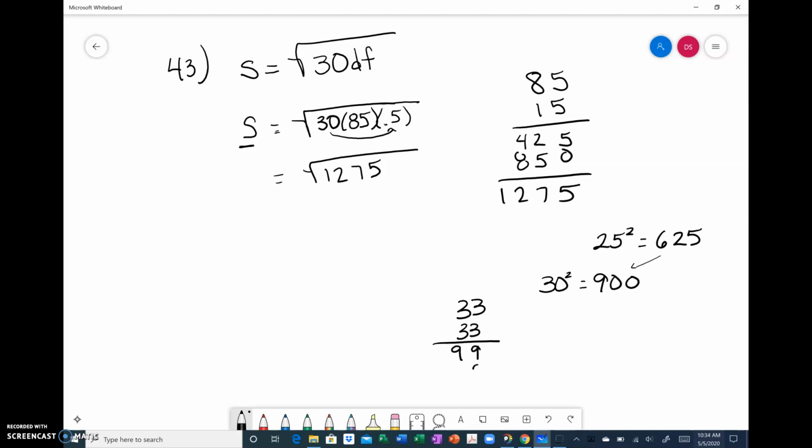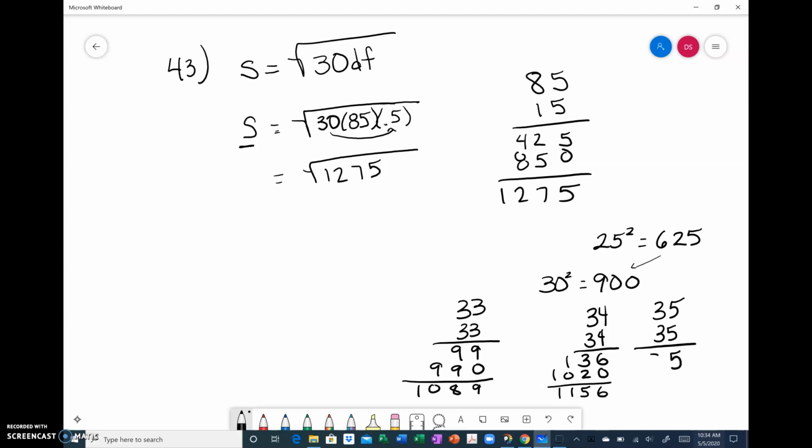So we have 99099, and that gives us 1089, so I'm getting closer. Let me try 34. 1156. Okay, I'm guessing it's going to be 35. And if you're following along with me, hopefully you're checking my math, but you won't have to do all this long multiplication. You can kind of know, oh yeah, she landed on 35. 1225. Okay, I'm not going to get closer because you can see I'm jumping up at least 75 each time.